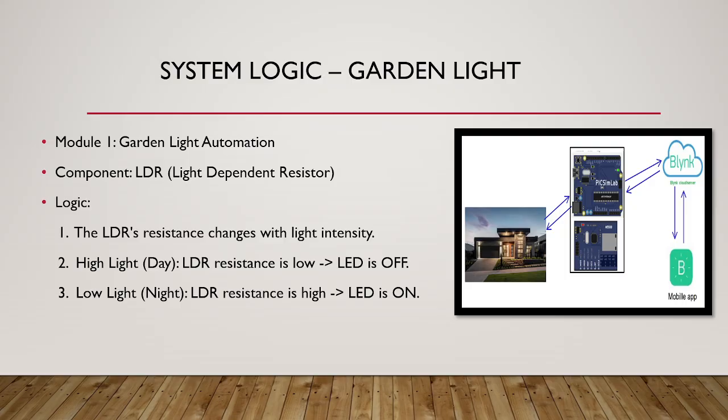So looking at the system logic, we'll start with the garden light. This is a simple but very effective automation using an LDR. When it's dark, the LDR's resistance is high, and the Arduino turns the LED on. When it's bright, the resistance is low, and the LED turns off.